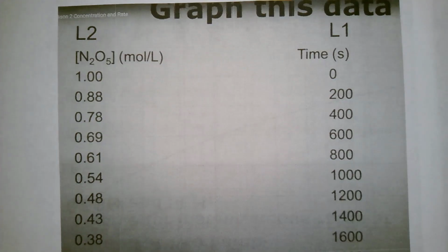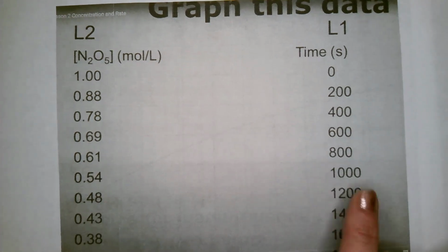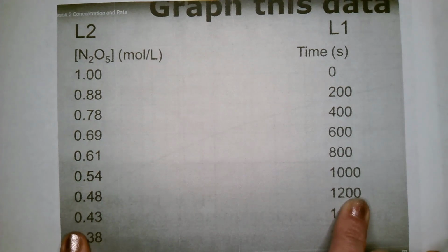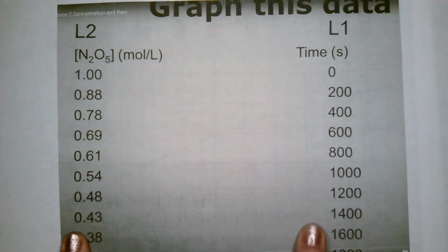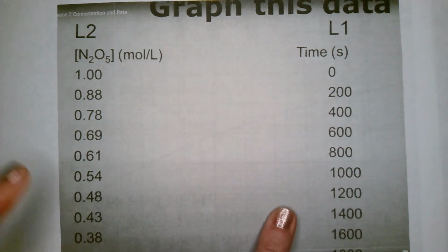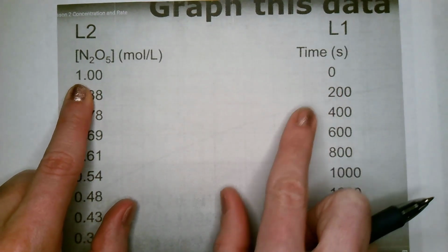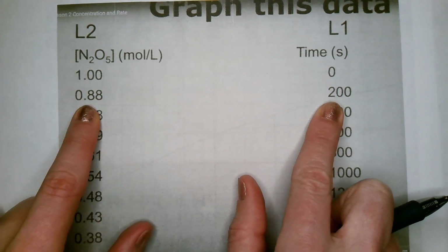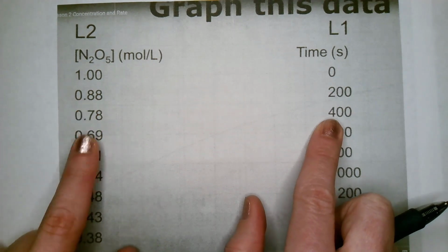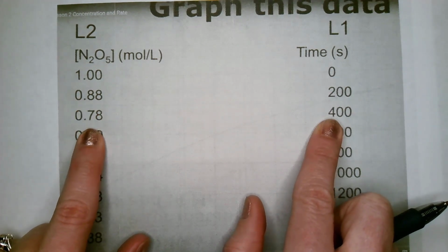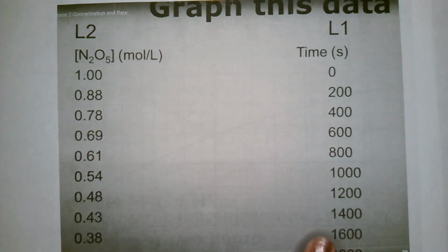Let's dive a little more into that. What we have here is generating two lists that we could do in our calculator. On this side, we have time. As time goes by, we're measuring the disappearance of our reactant. So at time 0, we have 1 molar. After 200 seconds, we have 0.88. 400 seconds, we have points down to 0.78, and so forth.